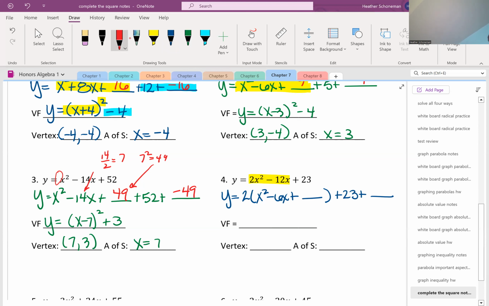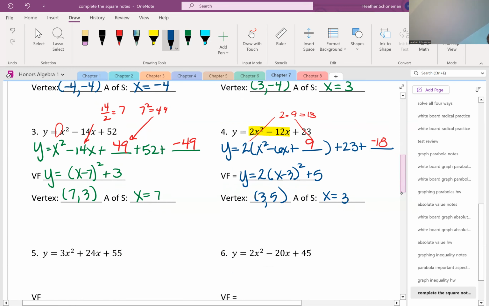Okay, now I'm going to fill in this first blank. Half of 6 is 3, 3 squared is 9. But here's the deal. It looks like I added a positive 9, so I should put a negative 9 over here. But I didn't. This 9 is in parentheses, so I really added 2 times 9, which is 18. So on the left side, I put a positive 18. So to balance it out, I have to put a negative 18 over here. So now when I rewrite it, I have y equals 2 times x minus 3 squared, and 23 and negative 18 is 5. So my vertex is 3, 5. The axis of symmetry is x equals 3.